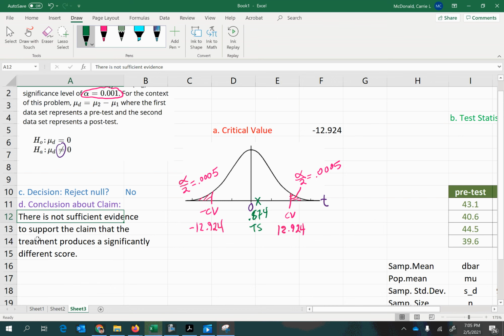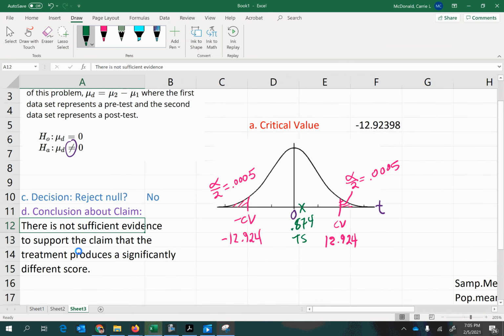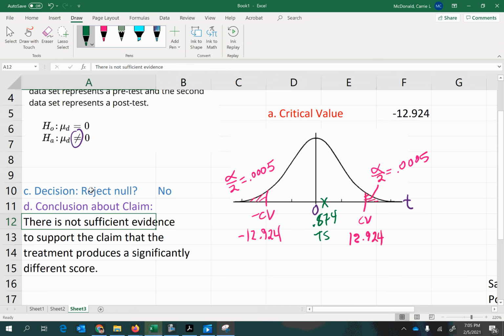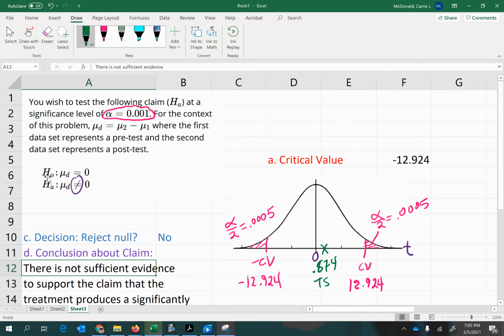And notice that I didn't word my conclusion about the null hypothesis. You never talk about the null hypothesis when you're wording your final conclusion. You always talk about the original claim. And the original claim was that, it says right here, you wish to test the claim H sub A. So the claim is that there is a significant difference. So I only talked about that. I talked about whether or not we could support it.